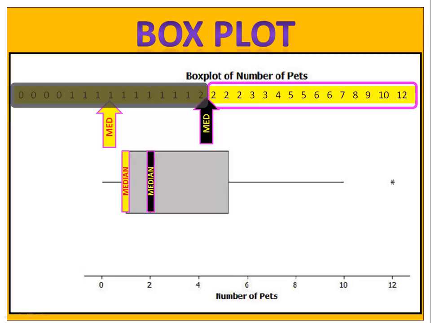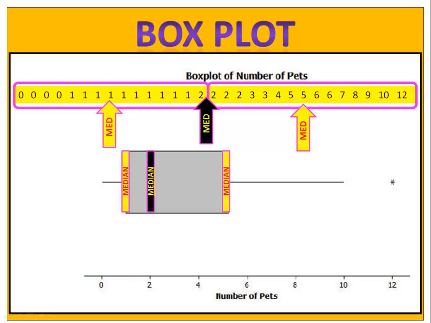Now let's take a look at the right-hand side. Once again, we'll find the median. The median is 5. The 5 corresponds with the end of the box on the box plot. The only other things that are noteworthy is that 0 is the lowest number, and that's the left-hand side of the line, and 12 is the largest number, and that's over on the right-hand side.